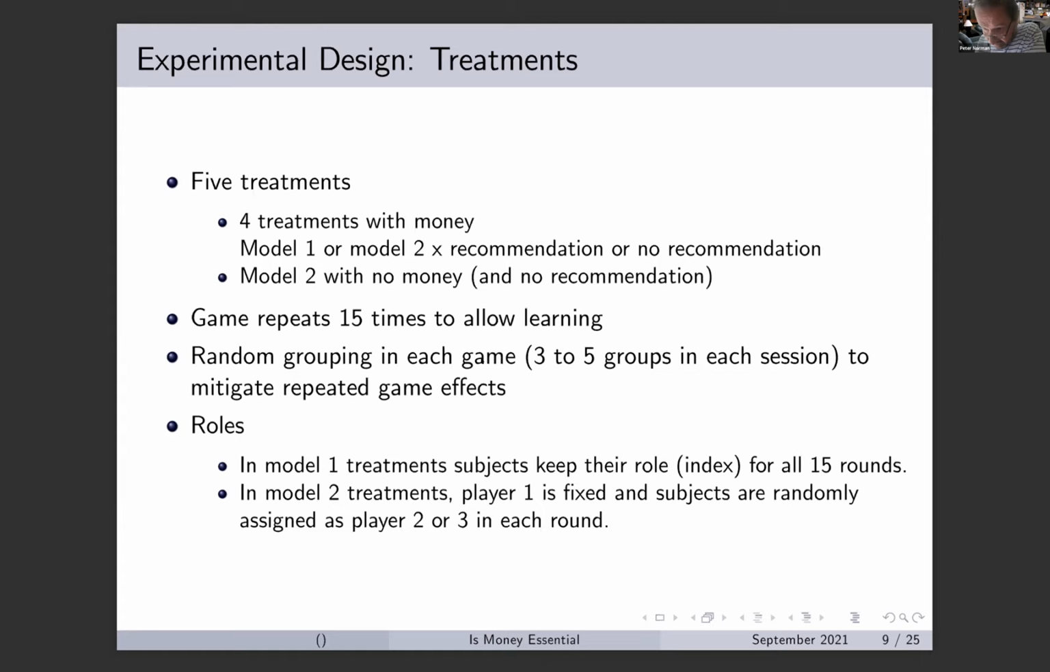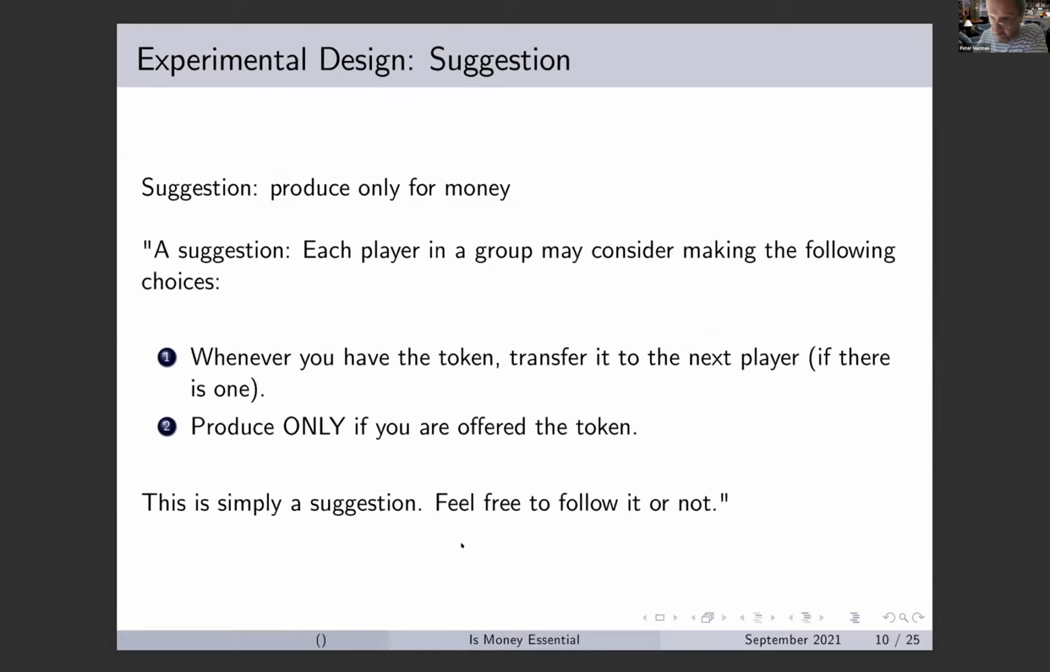In model two treatments, we can't do that. If you're player one, you're player one in all 15 rounds, but in each round there's a coin toss to determine, if you're not player one, whether you're player two or player three. When we have the suggestion, I have copied exactly what we tell the experimental subjects. The bottom line is that we tell them to offer the token and to produce if and only if they're offered the token. But we say this is just a suggestion; feel free to follow it or not.